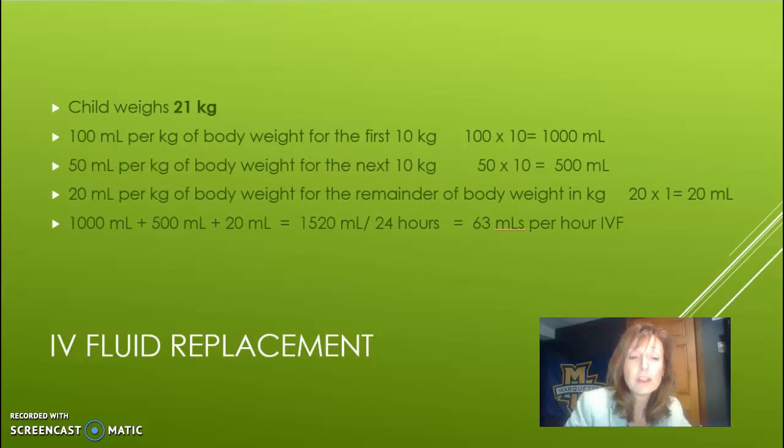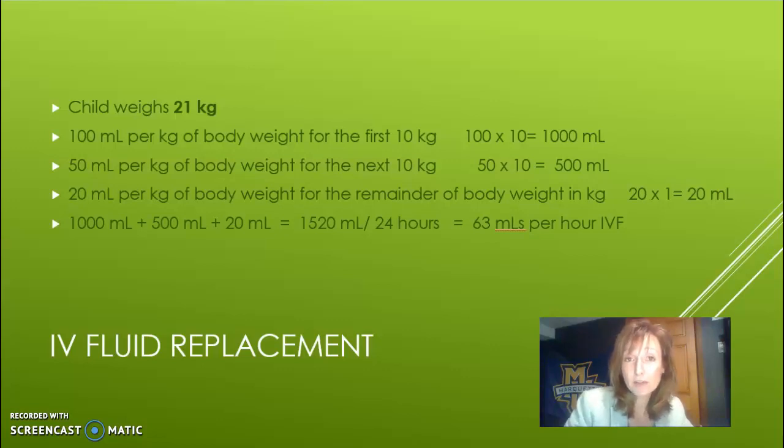So as an example, 100 milliliters times 10 gives you 1,000 milliliters. And then 50 milliliters for the next 10 is 500 milliliters. So we're already up to 1,500 milliliters per day we're going to replace. And the child is 21 kilograms. We have one more: 20 milliliters per kilogram of body weight for the remainder. So that's just one, so an extra 20 milliliters. So 1,000 plus 500 plus 20 is 1,520 milliliters every 24 hours to replace the fluids that are lost.